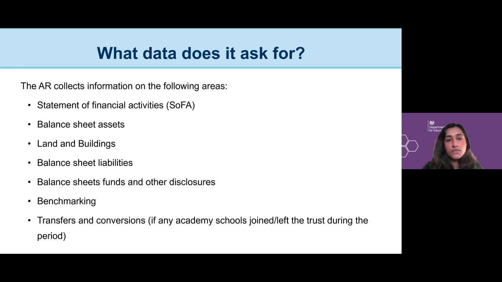What does the data ask for? So the accounts return collects information on the following areas: statement of financial activities, balance sheet assets, land and buildings, balance sheet liabilities, balance sheet funds and other disclosures, benchmarking, and transfers and conversions. Next slide, please.